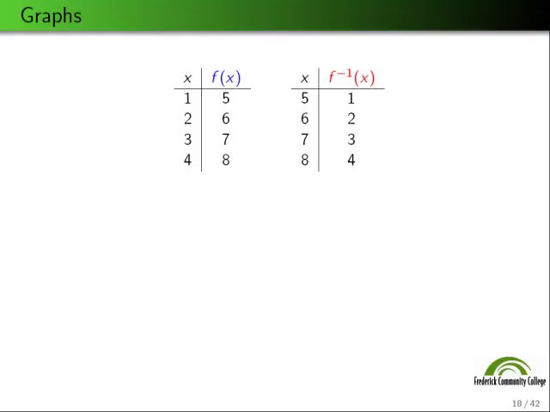Let's look at the graphs. First we're going to look at the function f, and alongside f we want to look at its inverse function, f inverse of x. So again, since f maps 1 to 5, f inverse sends 5 back to 1. 3 goes to 7, f inverse sends 7 back to 3.